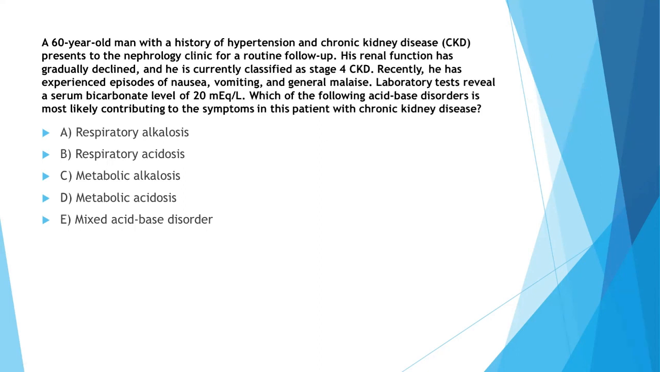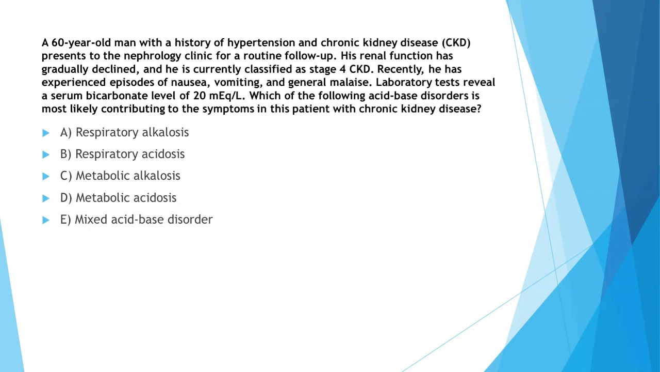So, which of the following is the most likely contributing to the symptoms in this patient with chronic kidney disease? A 60-year-old man with a history of hypertension and chronic kidney disease presents to the nephrology clinic for a routine follow-up. His renal function has gradually declined, and he's currently classified as stage 4 CKD. Now, recently he has experienced episodes of nausea, vomiting, and generalized malaise, and lab tests reveal a serum bicarbonate level of 20. Now, which of the following is the most likely contributing to the symptoms in this patient?